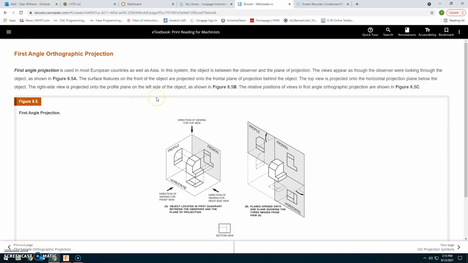First angle projection is used in most European countries as well as Asia. In this system, the object is between the observer and the plane of projection. The views appear as though the observer were looking through the object, as shown in figure 8.5a. The surface features on the front of the object are projected onto the frontal plane of projection behind the object. The top view is projected onto the horizontal projection plane below the object, and the right side view is projected onto the profile plane on the left side of the object, as shown in figure 8.5b. The relative positions of the views of first angle orthographic projection are shown in 8.5c.